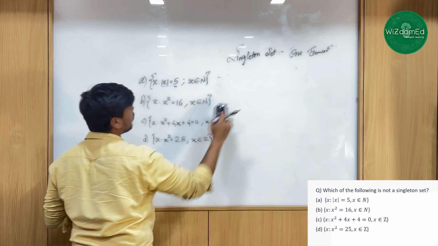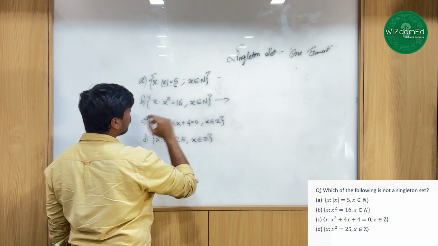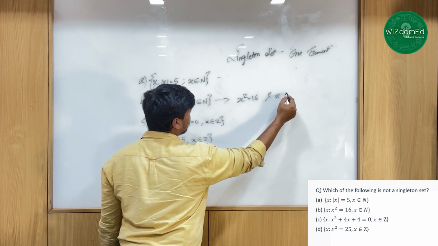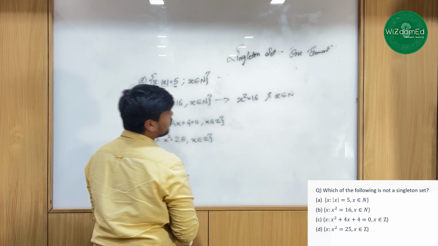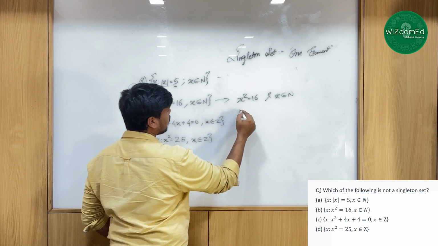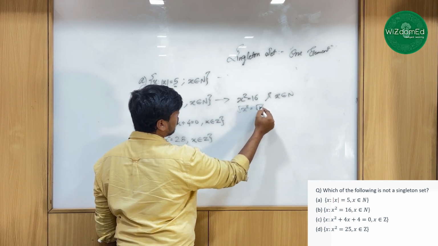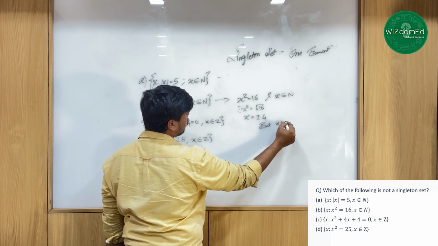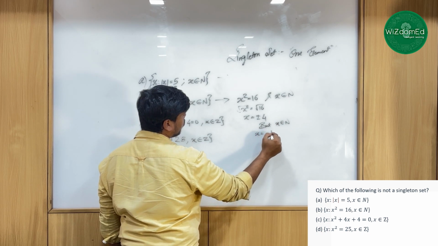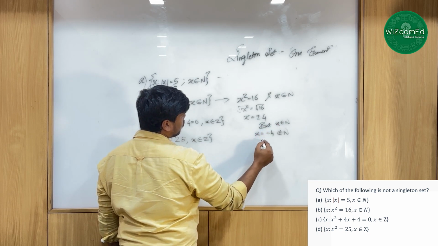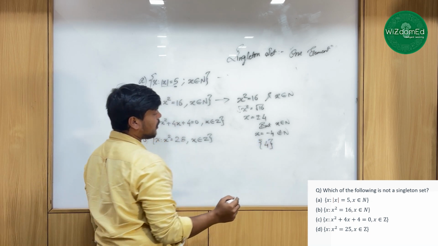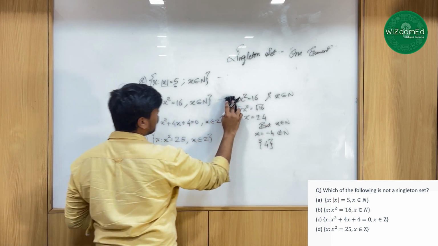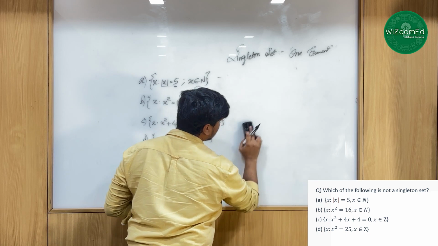Now, let's take a look at option B. If I take a look at this option, I have a condition x square is equal to 16 and x belongs to natural numbers. How do we solve it further? We can take the square root on both the sides. If I take the square root on both the sides, I'll get x is equal to plus or minus 4. But again, the condition is x should belong to natural numbers. We know that x is equal to minus 4 does not belong to natural numbers. So this set would also contain only one element, and that would be 4. If it contains one element, it is a singleton set. So this is also not the correct option. We need the set which is not a singleton.